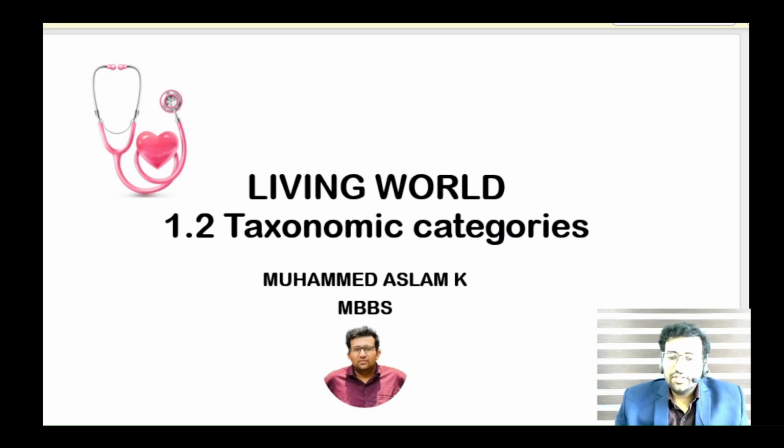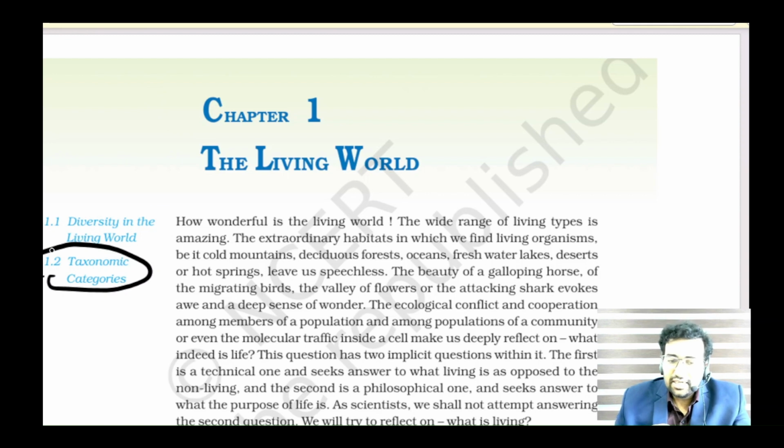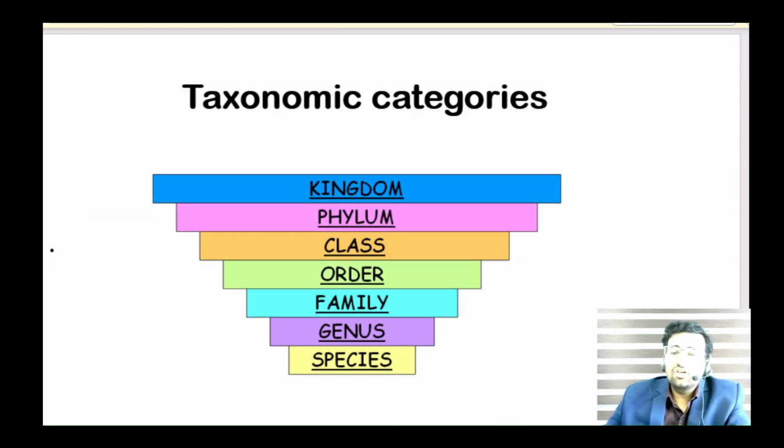Hi dear students, in this second video of our living world chapter, we discuss taxonomic categories. This is the second topic of the chapter. The taxonomic categories are species, genus, family, order, class, phylum, and kingdom.